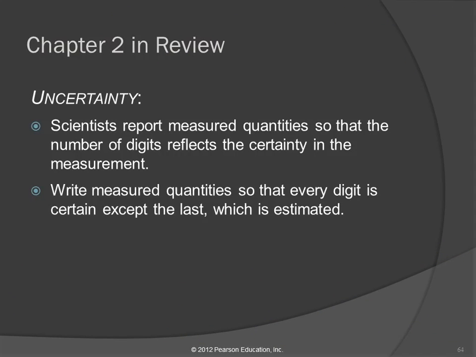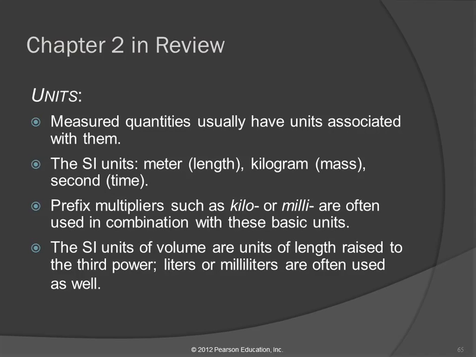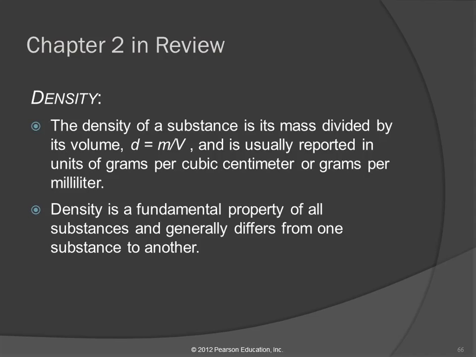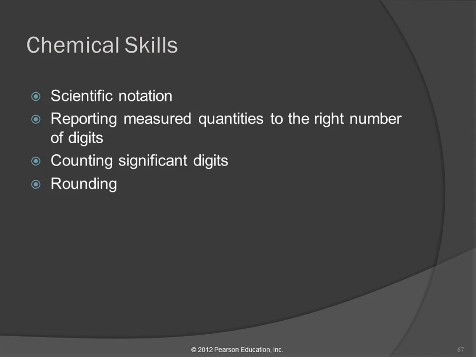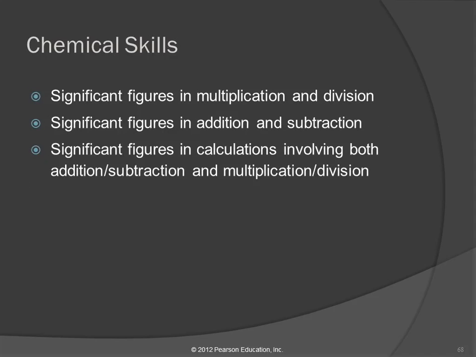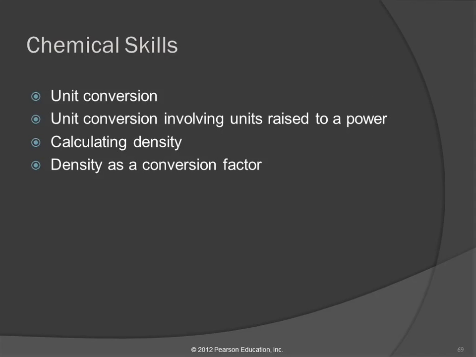So that's the end of the chapter. At the end of each chapter is the chapter in review. I'm not going to read all these to you, but it just kind of highlights the things that we covered. Hopefully that will help you to know what's important and what isn't important. There are topics, like these, and then there are chemical skills. So these are things you should be able to do. You should be able to use scientific notation and count significant digits. You should be able to use significant figures in calculations and do unit conversions. End of chapter 2.